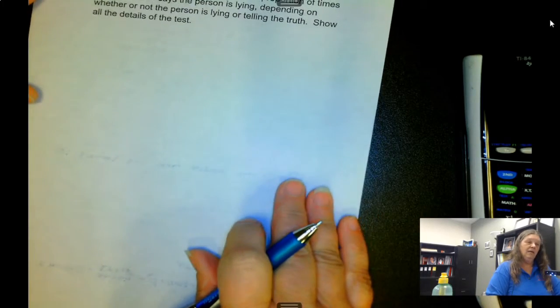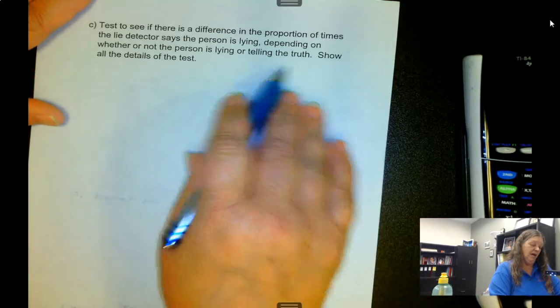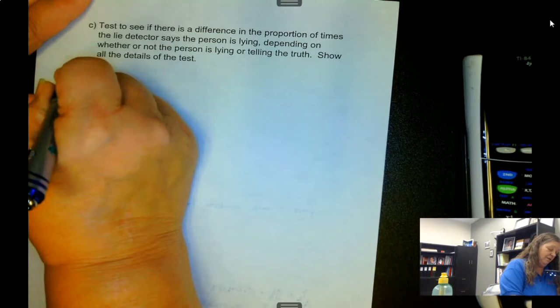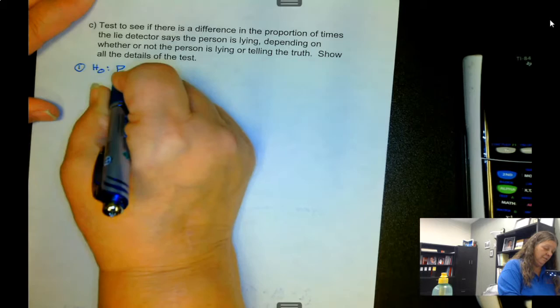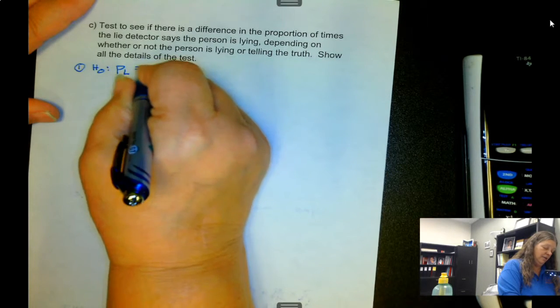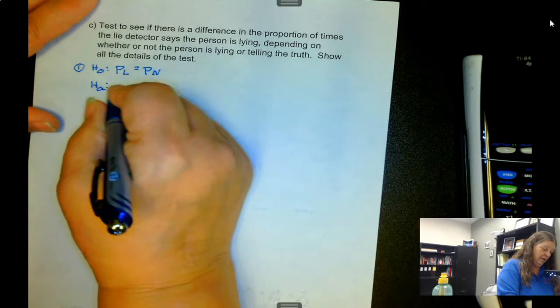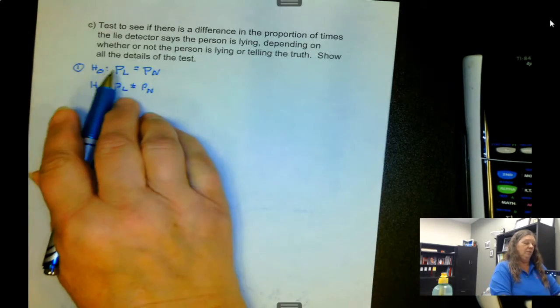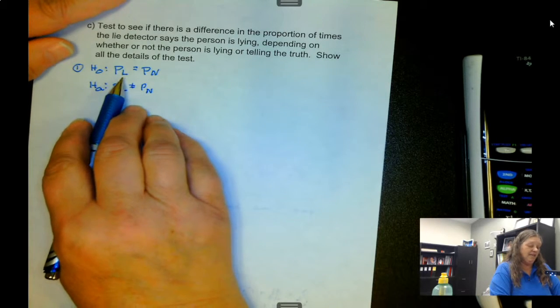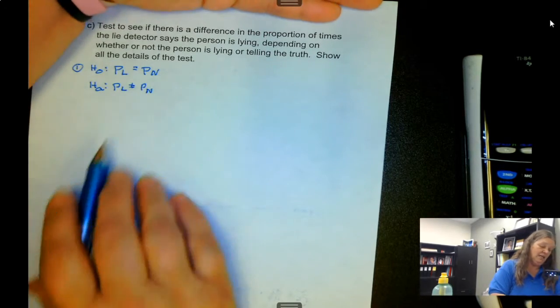Now, test to see if there is a difference in the proportion of times the lie detector says the person is lying, depending on whether or not the person is lying or telling the truth. So the first one, H0, is that the proportion lying is equal to the proportion not lying. And then HA would be that they're not equal, or the proportion of those identified as lying who actually lied, and the proportion identified as lying who did not lie.